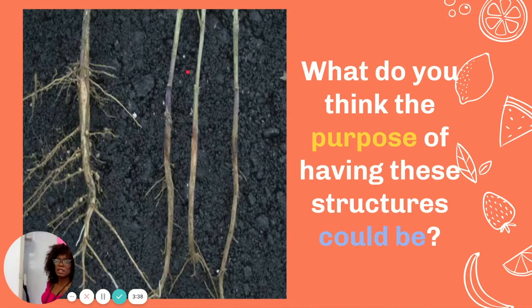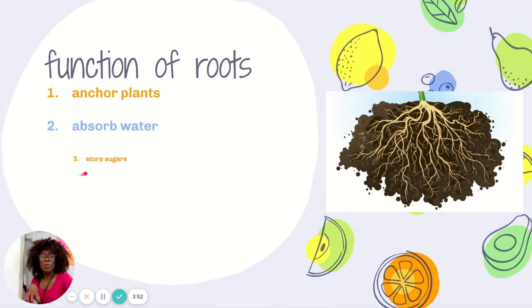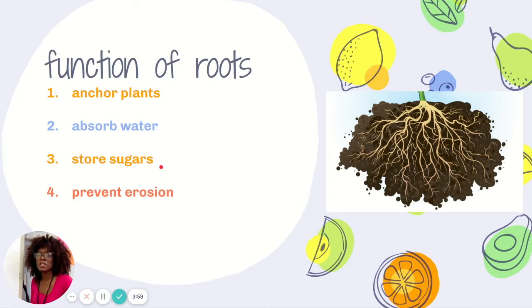So the roots, look at this picture right here. What do you think the purpose of having these? What is the purpose of having roots? Well, roots, of course, are going to anchor the plants into the ground, right? We also know that roots are what absorb the water. And you know, there's two things that you maybe didn't know. You maybe didn't know that roots actually store sugars. A lot of the plants that we like to eat are actually like root vegetables, right? They're going to be vegetables underground. They have these sugars. That's why they taste so good, because they have sugars in them.